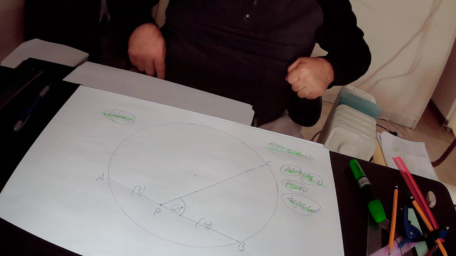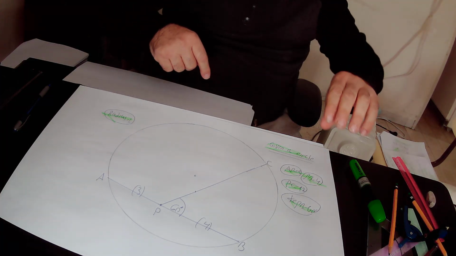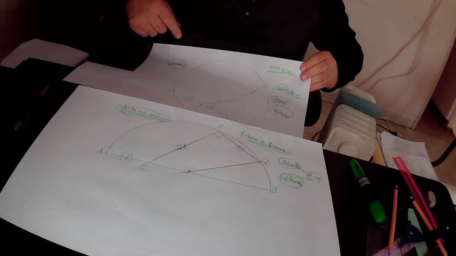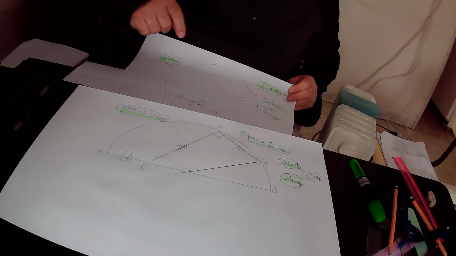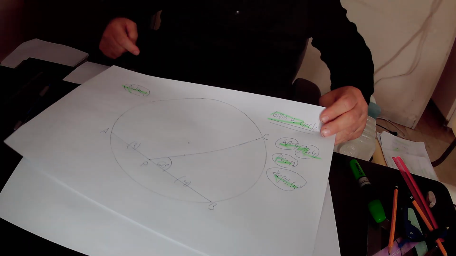Hello, in this lecture I will answer two questions. In the first question, we find out the radius of this circle, and in the second question, we find out the area of this semicircle APQB. So we start with the first question.